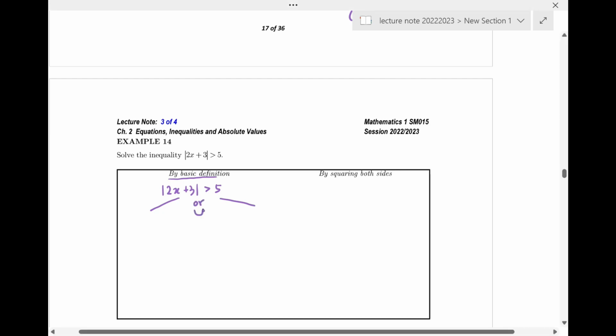Or is union. So the same thing: 2x + 3 positive greater than 5, and another one is negative (2x + 3) greater than 5. For the first, we have 2x greater than 2, so x greater than 1. This one is 2x + 3 less than negative 5, so 2x less than negative 8, so x less than negative 4.